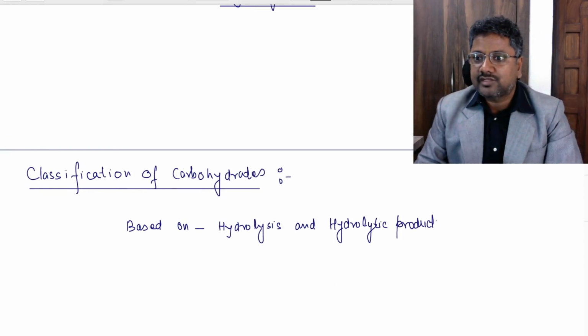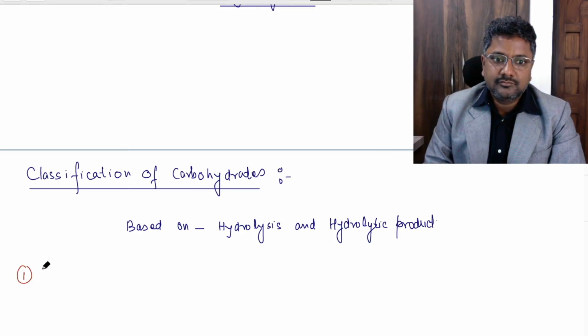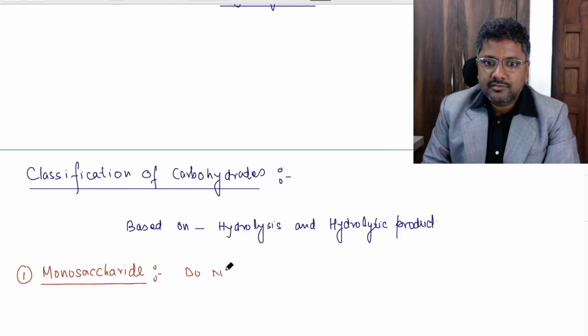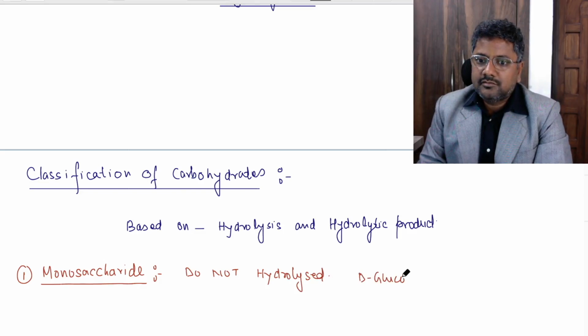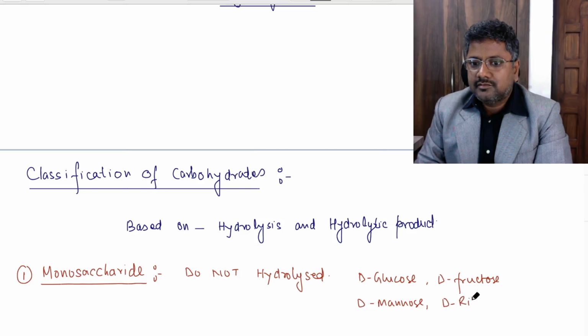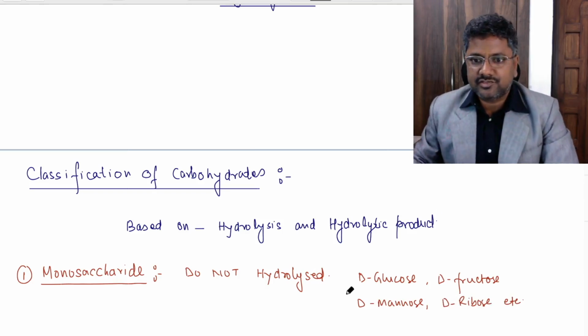First one is the monosaccharide. Monosaccharides do not hydrolyze, like D-glucose, D-fructose, D-mannose, D-ribose, etc. So these are monosaccharides. They do not hydrolyze, right?